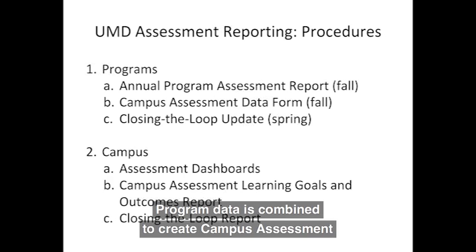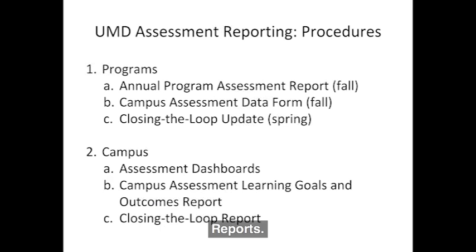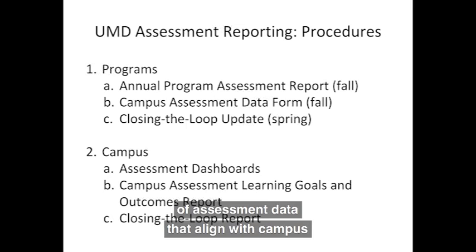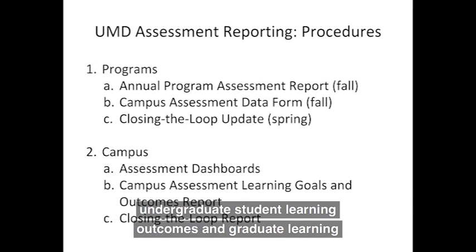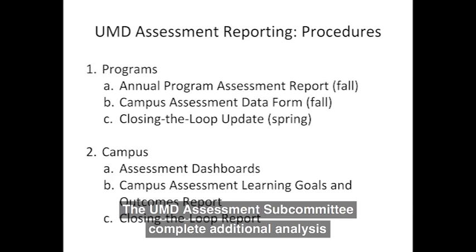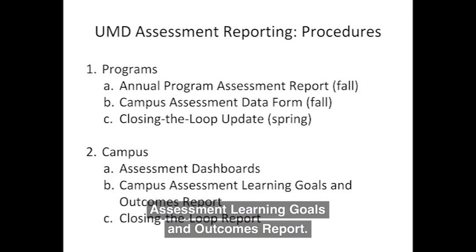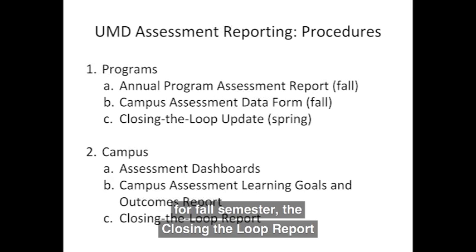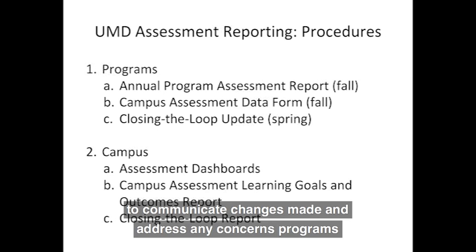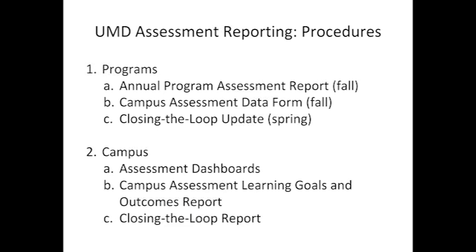Program data is combined to create campus assessment reports. Assessment dashboards provide snapshot views of assessment data that align with campus undergraduate student learning outcomes and graduate learning goal categories. The UMD Assessment Subcommittee completes additional analysis and interpretation of the data to prepare an annual campus assessment learning goals and outcomes report. Lastly, during the summer months in preparation for fall semester, the Closing the Loop report is provided to campus and unit administrators to communicate changes made and address any concerns programs might identify.